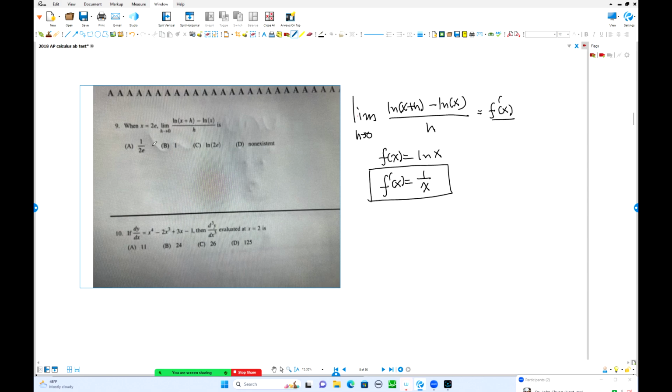But we're going to find what when x equals 2e, okay? This value is how much? F prime at 2e. Plug this 2e in the x. 1 over 2e. Choice A is the answer, okay?